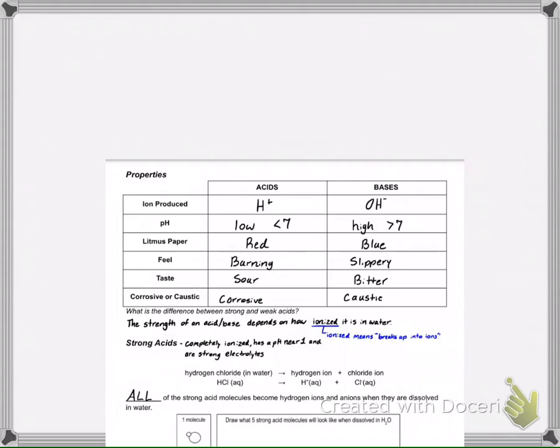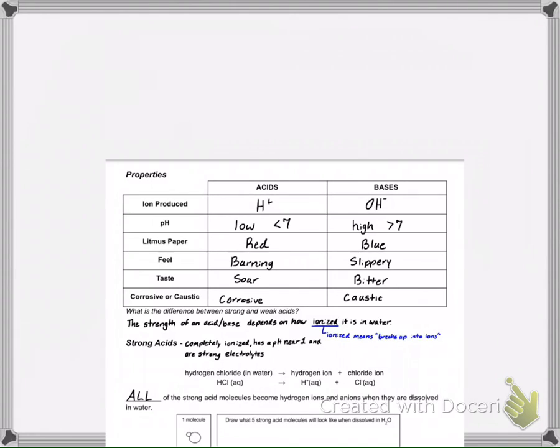So acids are a little more dangerous. Bases are still dangerous too. For example, bleach is a base, and that is very reactive as well. So a lot of people think only acids are the dangerous ones, but bases do have some cautious tendencies as well.